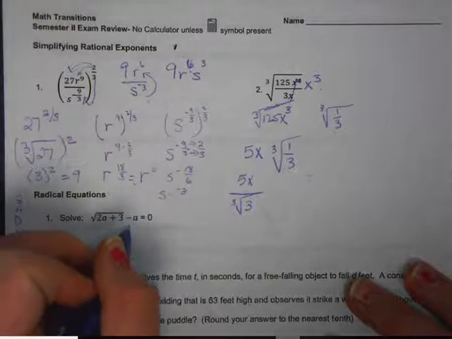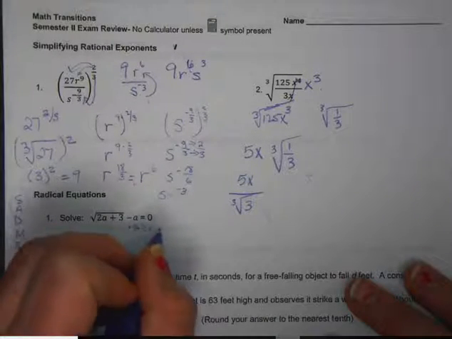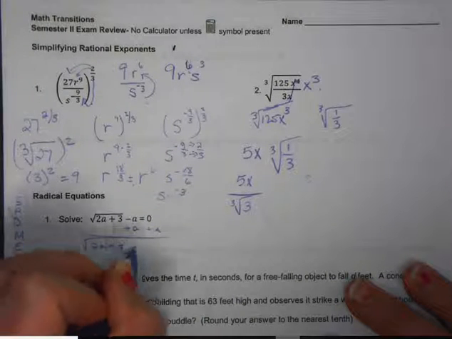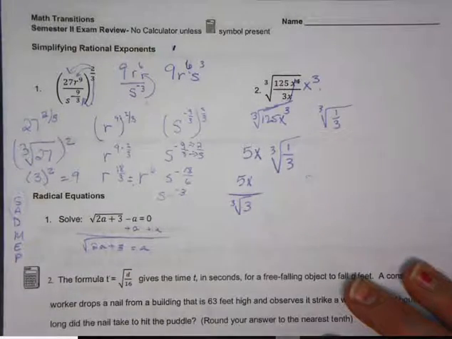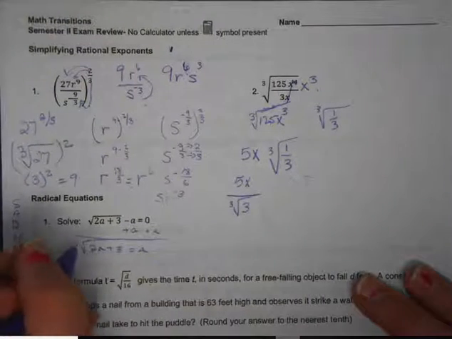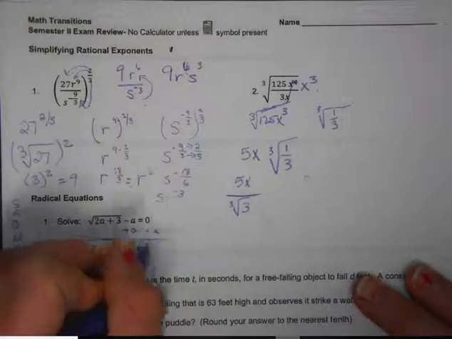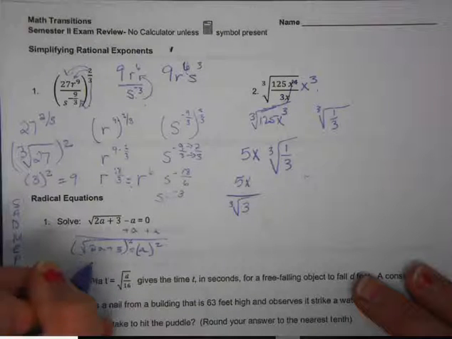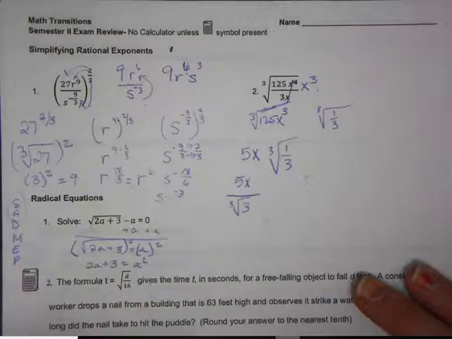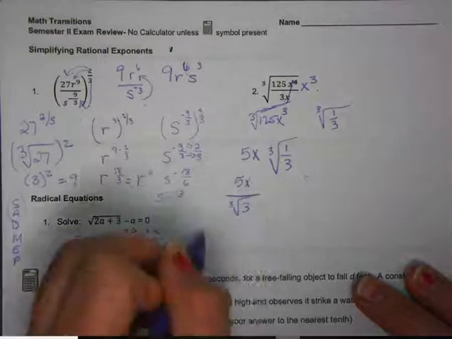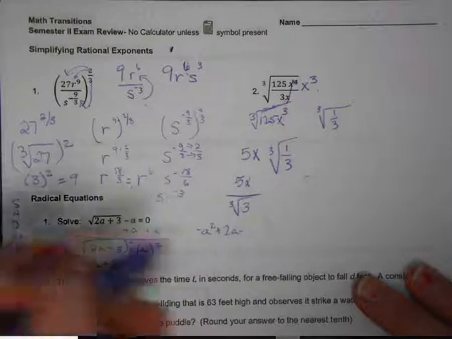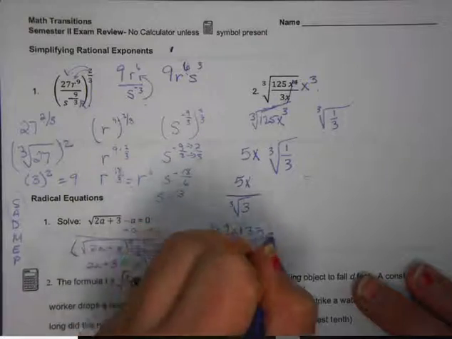So what we're going to do is go ahead and undo the subtraction first by adding a to both sides, and that's going to give me the square root of 2a plus 3 is equal to a. Now there's no more addition, subtraction, or multiplication and division I can undo, so now I can undo this radical. And to undo the square root, I'm going to square both sides. And that's going to give me 2a plus 3 equals a squared. So I'm going to go ahead and move my a squared to the other side. So I'm going to have negative a squared plus 2a plus 3 is equal to 0.